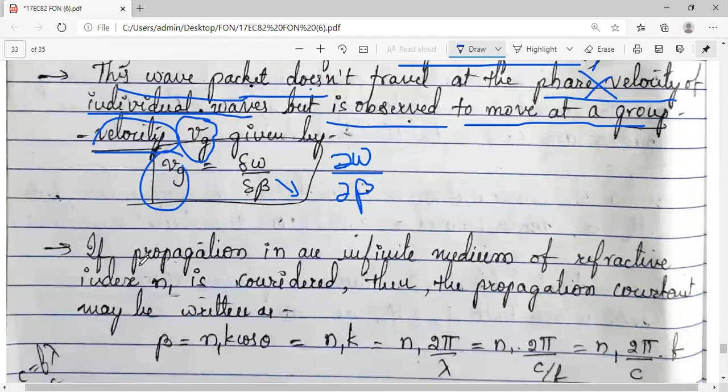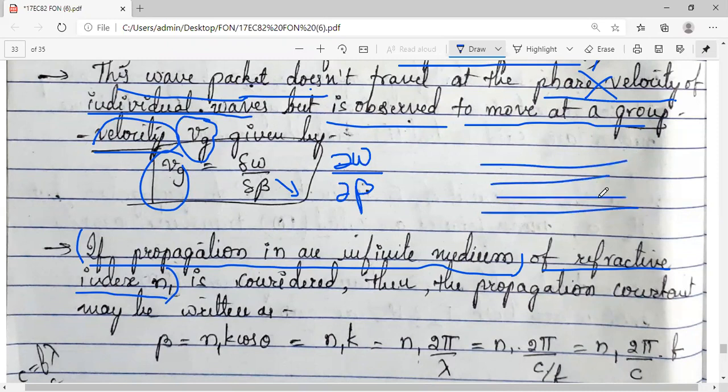Now, consider propagation in an infinite medium of refractive index n1. So what do we mean by this? If we consider the propagation of an electromagnetic wave, a light wave, in an infinite medium of refractive index n1. When we have considered an optical fiber, the core has the refractive index n1, and the cladding has the refractive index n2. So I'm talking about n1 here, that is, the core material.